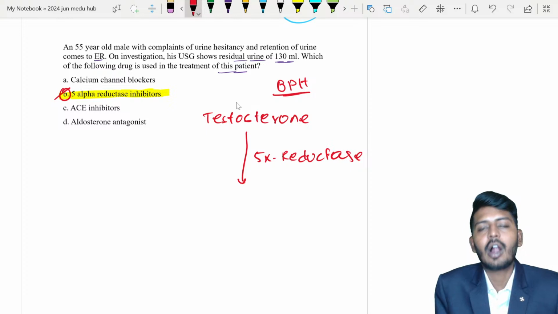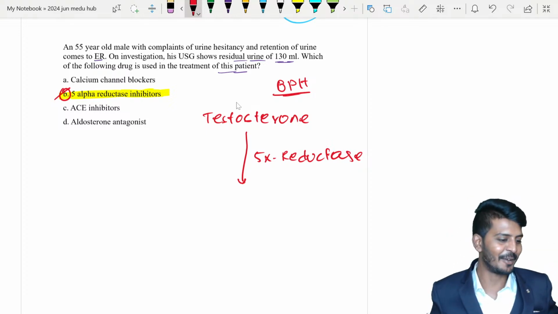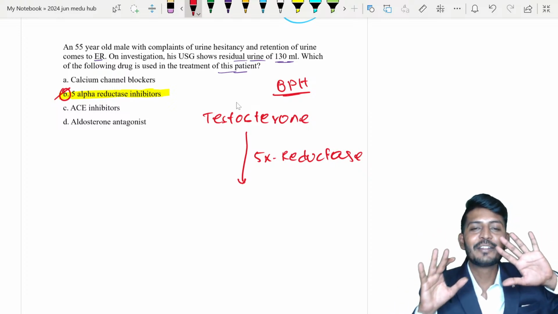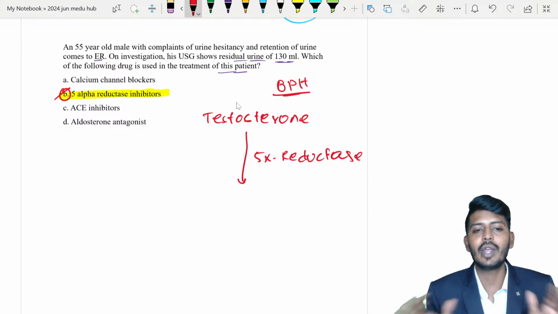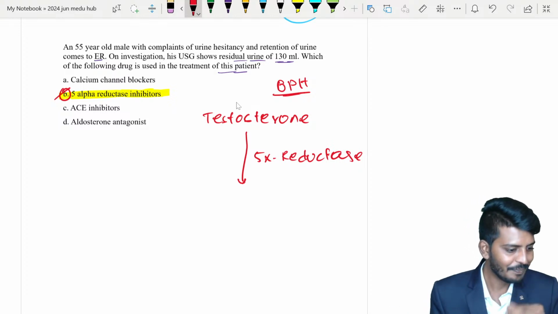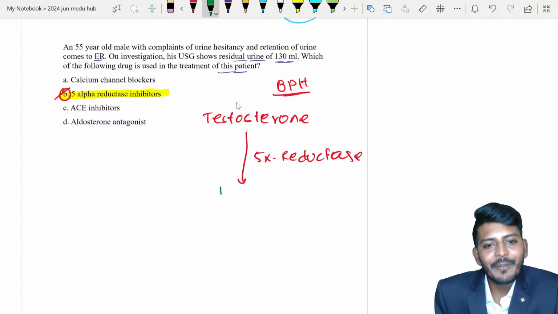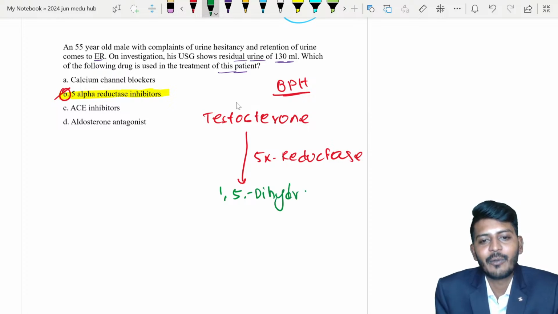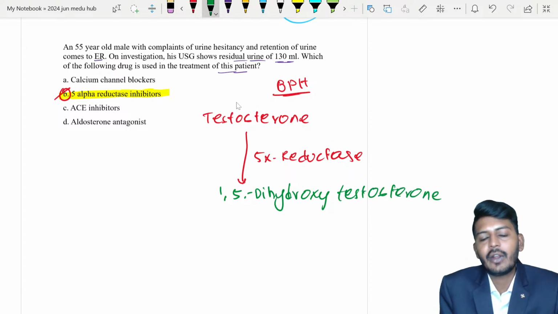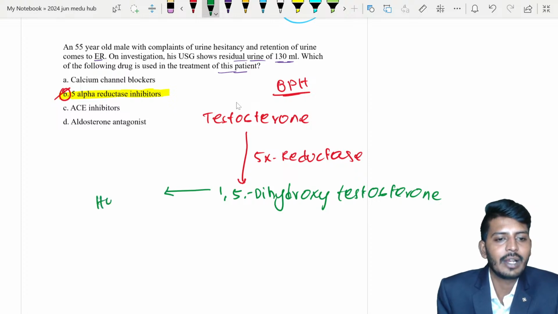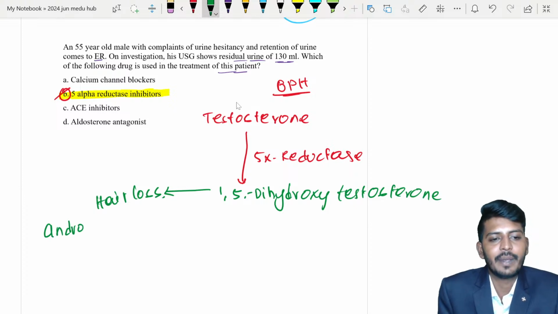Here only I will cover up a lot of things. BPH bhi khatam karenge. So what I'm trying to tell you, along with testosterone we will cover androgenic alopecia and BPH also. Dono ek saath khatam kar lete hain. So we'll write down the drug of choice, the investigations, everything together. So what will happen? Testosterone will get converted into dihydrotestosterone. This dihydrotestosterone will cause hair loss. We will call it androgenic alopecia.